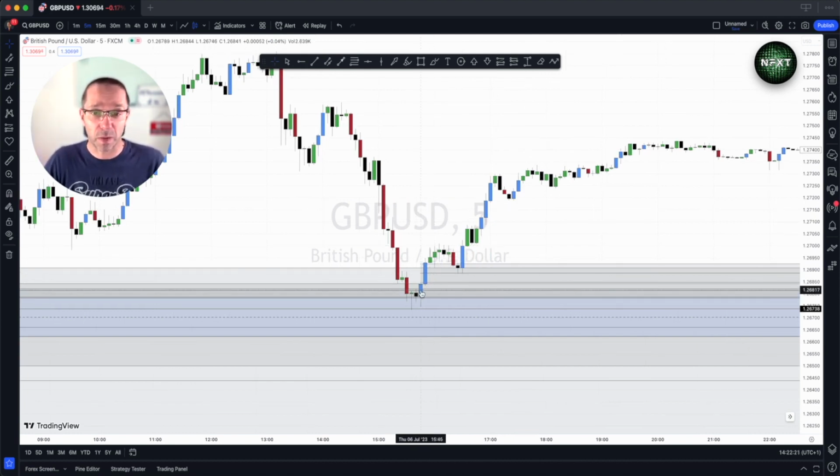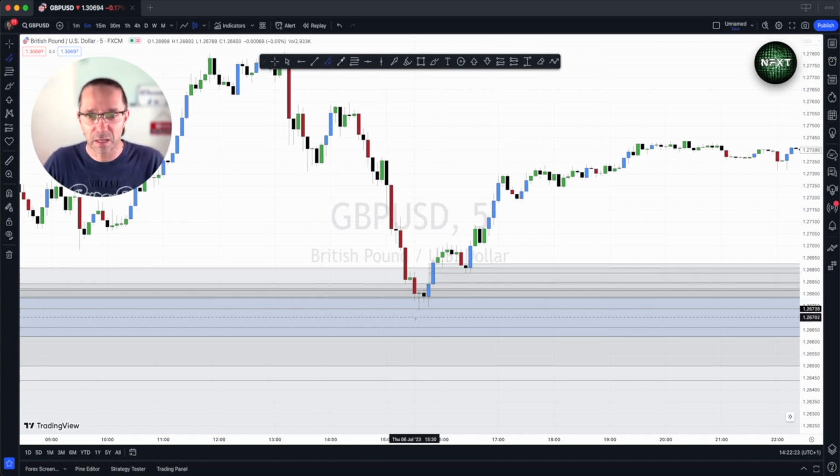So how do we know when to look for an entry off an area of imbalance or an area of demand? Because if we had an area of demand drawn here, look, this is our area of demand I would draw. Here in the market, we never come back to it.